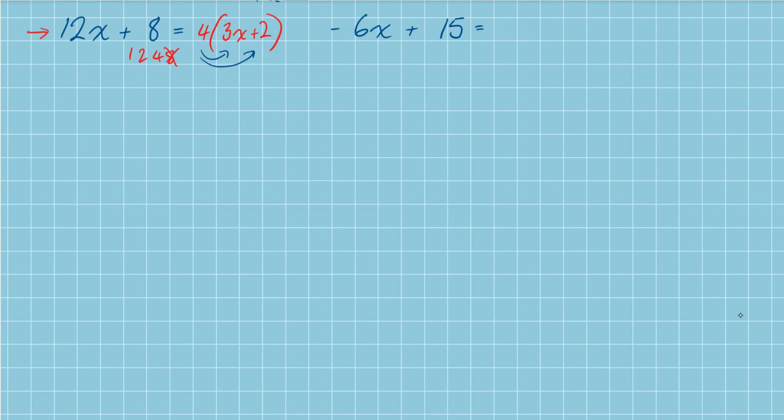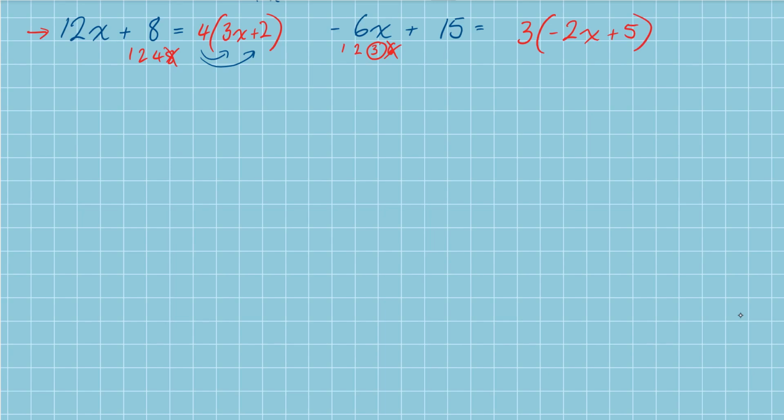Okay, next one. Okay, curly. All right, let's have a look at the 6x. What are our factors? 1, 2, 3, and 6. So is 6 a factor of 15? No. So 3 is. We're going to put 3 out front. Do I need to put a negative? No, I do not. I'm just going to put 3. What is 6x divided by 3? That is minus 2, so that's going to be minus 2x. And 15 divided by 3 is 5, that's plus 5.